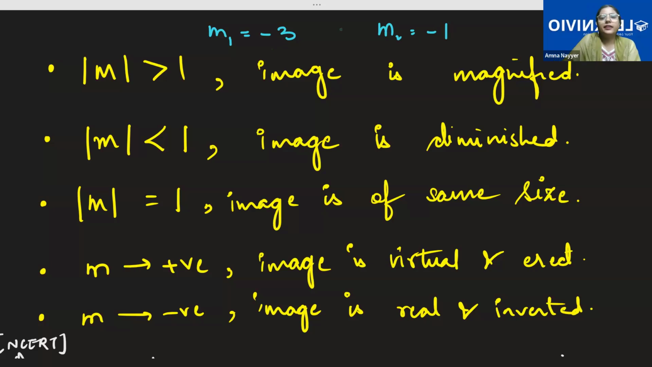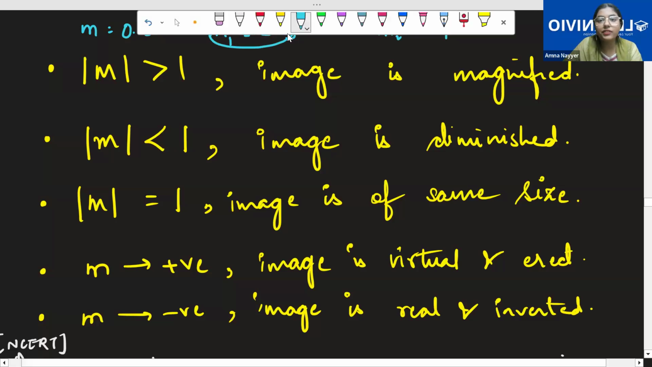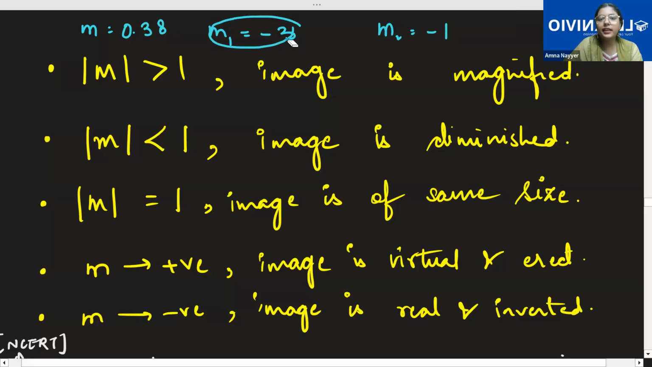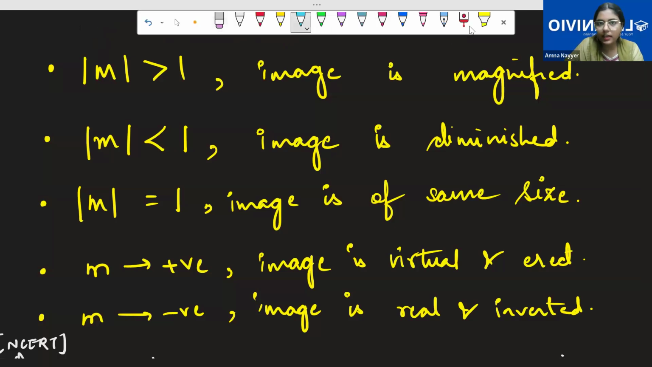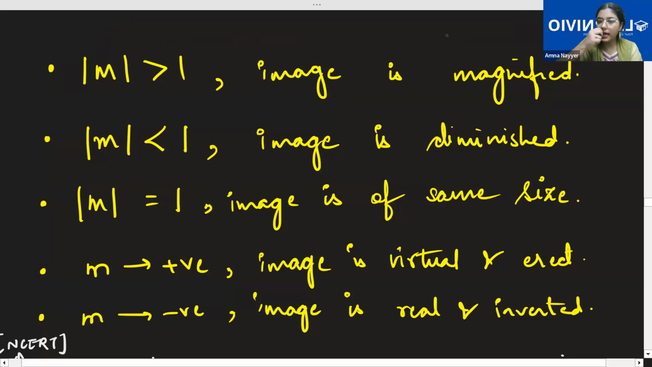If I say m is equal to 0.38, this is directly less than 1. So this is diminished. You see the magnitude when -3 is given. -3 often tricks us because 3, we know it's greater than 1, but -3 is obviously less than 1. But we don't see the signs. We ignore the sign. Just take the magnitude.